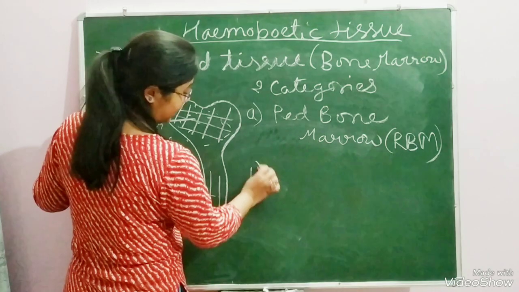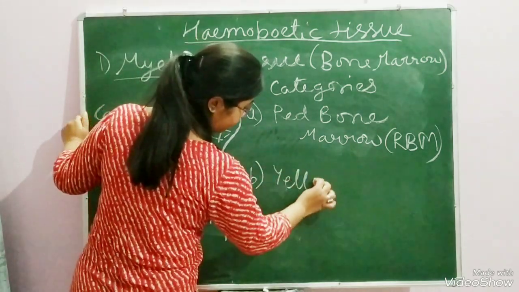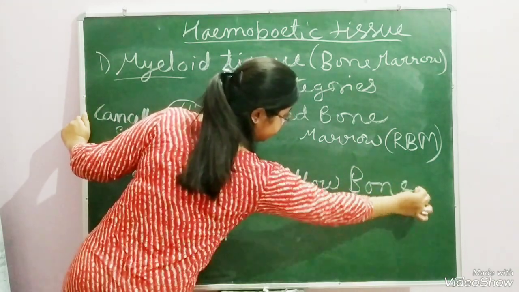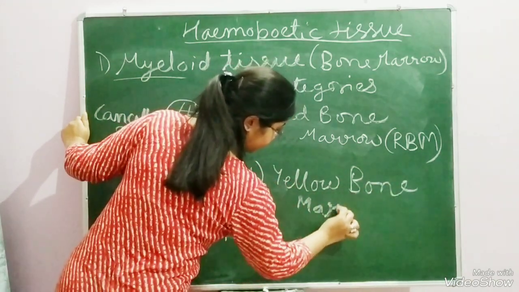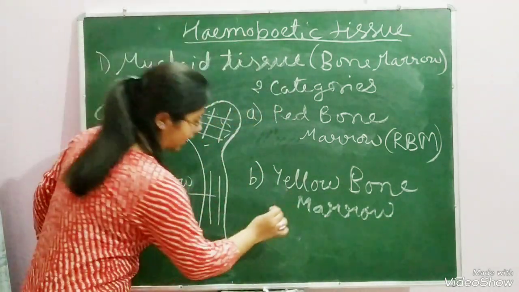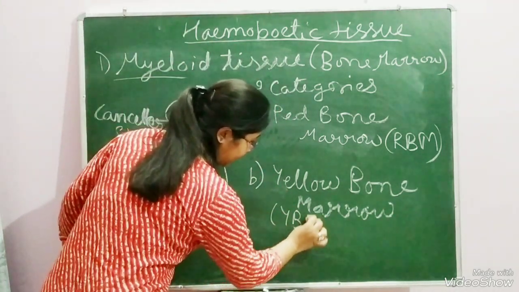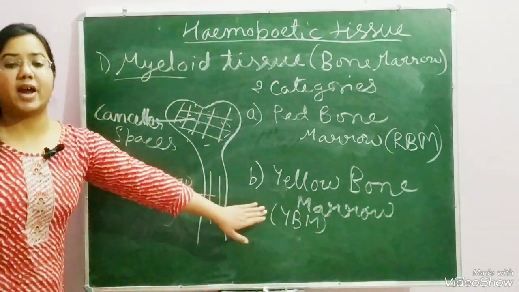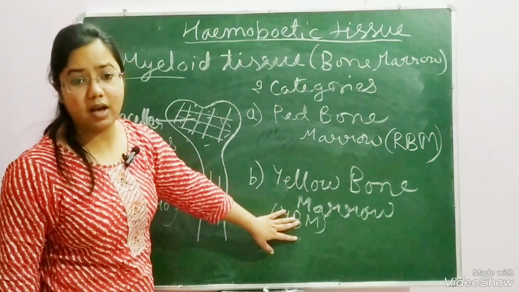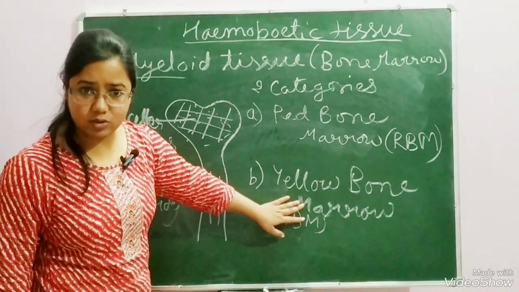And second is yellow bone marrow, or YBM. This is for fat storage. This is found in the marrow cavity and it is for fat storage.